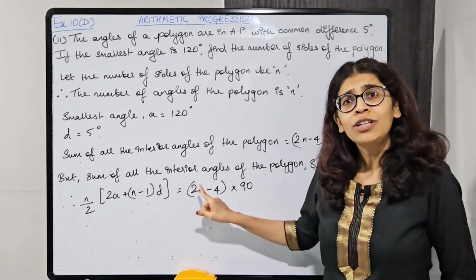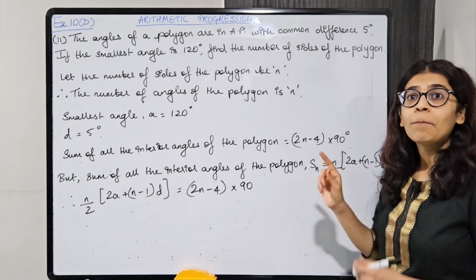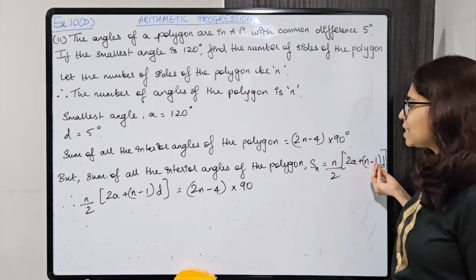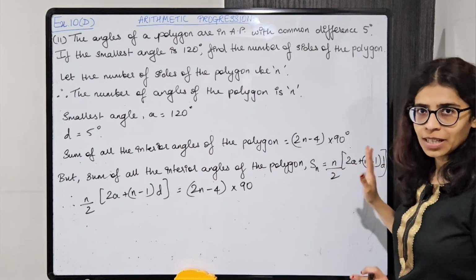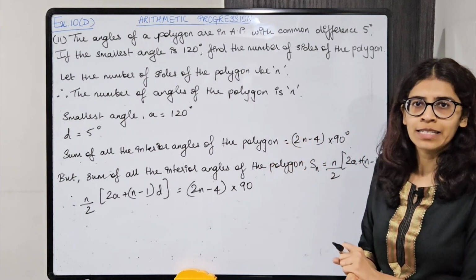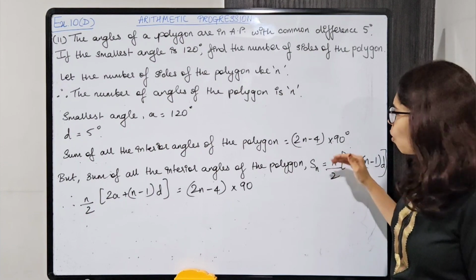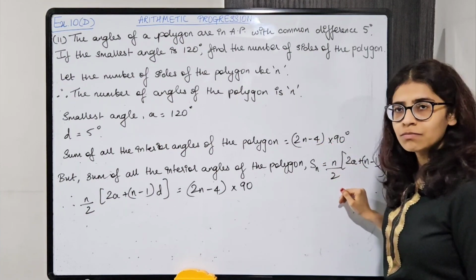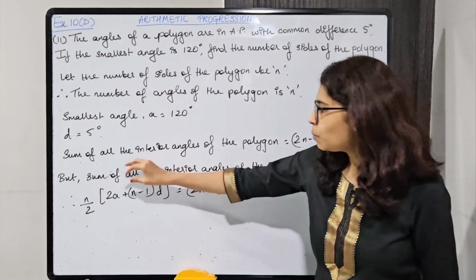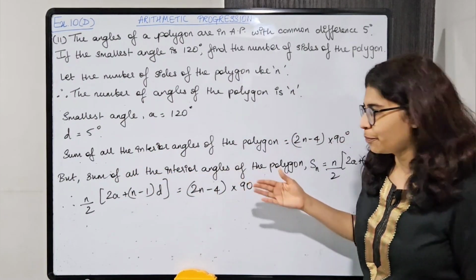But sum of all the interior angles of the polygon by AP का formula क्या हो जाएगा? It will be n by 2 into (2a plus (n minus 1) into D), right? Sum of all the terms, that is sum of all the angles, will be this. So I can say both are equal. तो दोनों equate करेंगे, solve करेंगे. Okay, so now we'll put the values of a and D and solve.